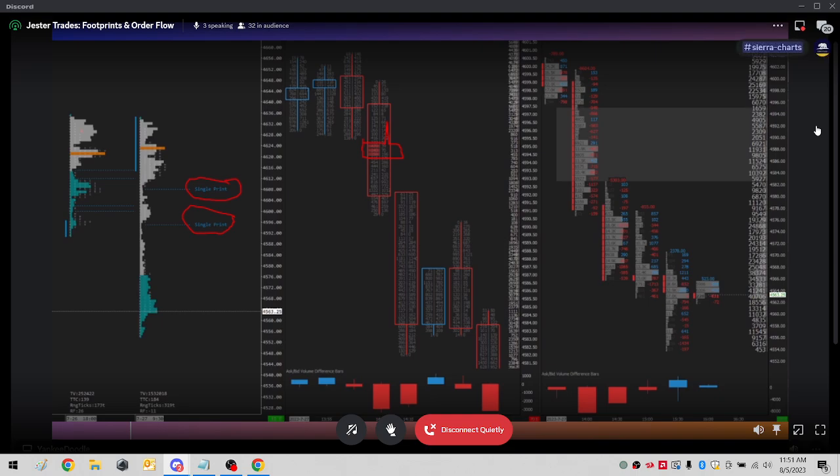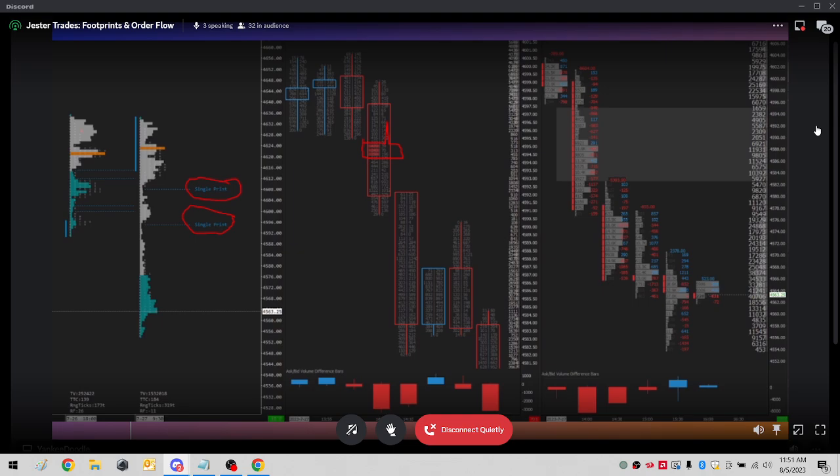But then when we're not even able to go back up and fill that imbalance, this 5-minute footprint is showing a major amount of supply in the market. Because if there was demand right here, we would have swept those lows, we would have blasted right back up through it, and we wouldn't even be talking about it.